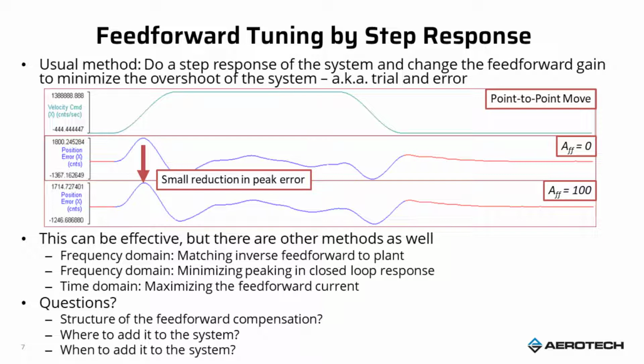The second method is to look at the closed loop response and minimize the peaking by changing AFF. And then the third is to look at the feed forward current and maximize that value, and we'll take a look at how to do that.